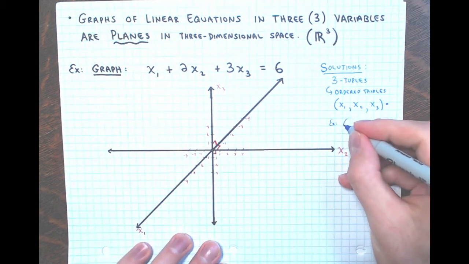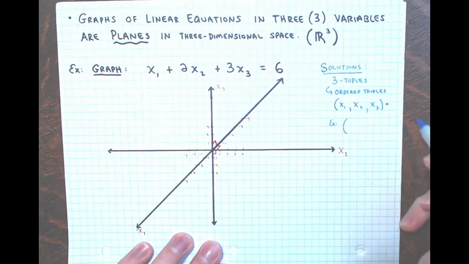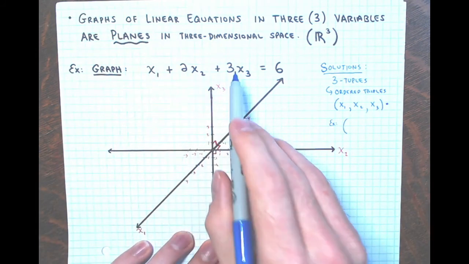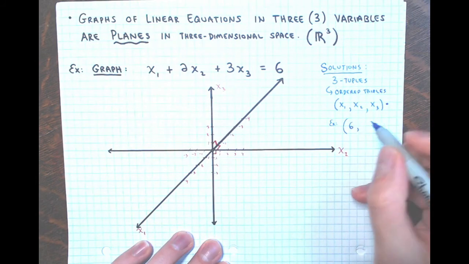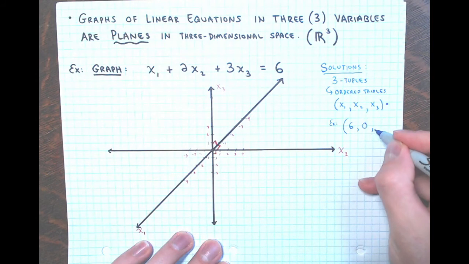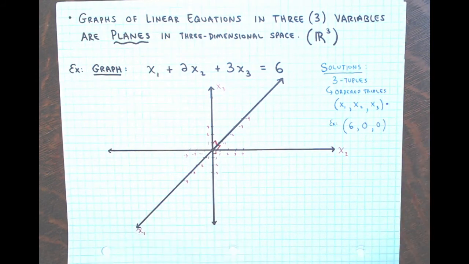So here are some examples of ordered triples, or 3-tuples, that are solutions to this equation. (6, 0, 0) is an obvious one: 6 for x1, and then 0 for x2 and x3. (6, 0, 0). So where is that point?